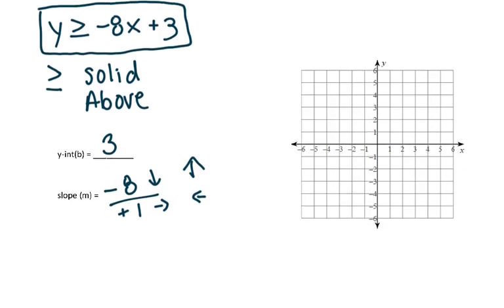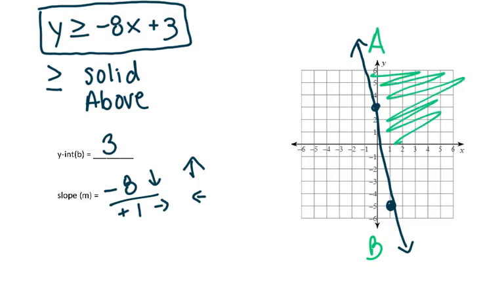Okay, now that we have all of our info, let's actually graph this. So we're going to start at 3. We're going to count down 8, and then to the right 1. Now we can only make 2 points this time. We're going to connect them with our ruler. Remember, it's going to be a solid line. And then we're going to shade above. Now, what's helpful is we can put A on top, B on the bottom. What side has the actual A? It's going to be this side, so we shade this entire side of the line.